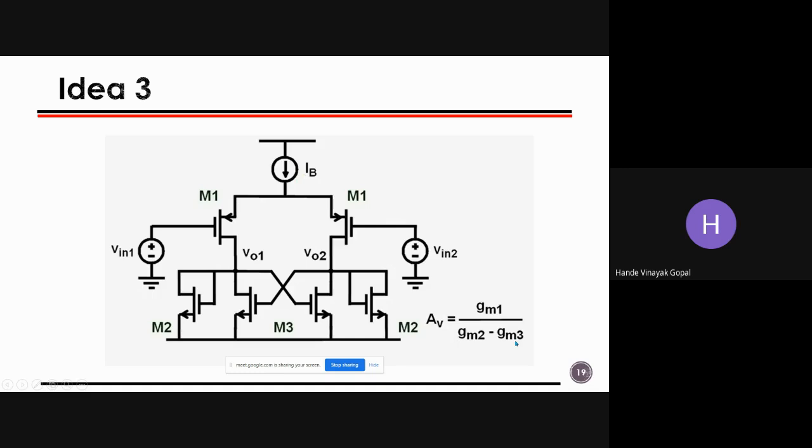Because GM2 and GM3 is close to 0, so that AV should be infinity. But again, it has its own concern: it's very difficult to match GM2 and GM3. Apart from that, it has the issue with the positive feedback, right? As the comparator has positive feedback, similar kinds of issues you can find in this configuration. But at least we know how to increase the open loop gain of an amplifier.